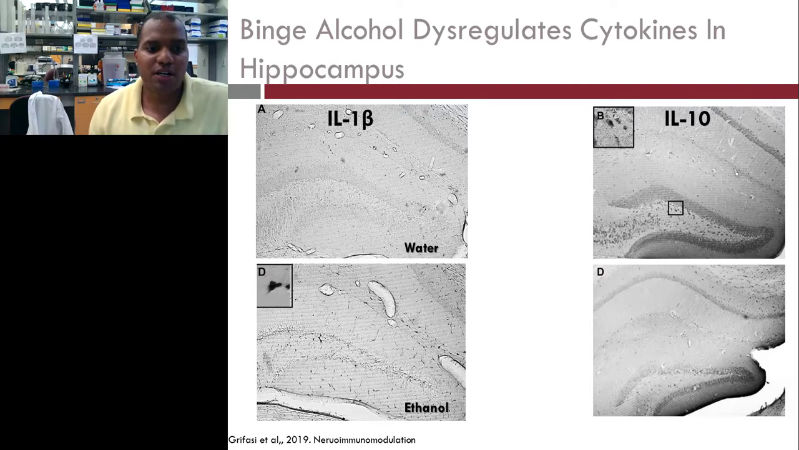So far, what we've been able to manipulate is really in the amygdala. But recently, we had a paper come out that shows that this dysregulation of the neuroimmune response is not isolated to the amygdala in terms of non-dependent binge alcohol consumption. We've gone back and looked at the hippocampus, and we see a similar story there. Binge alcohol exposure increases IL-1 beta in the hippocampus and decreases IL-10.